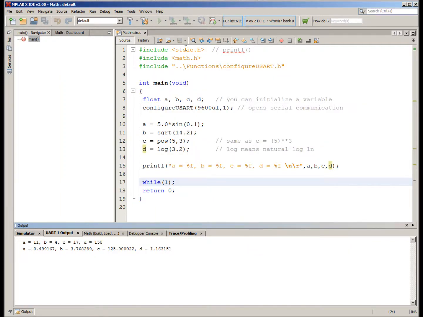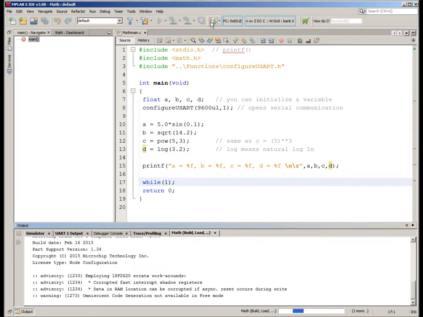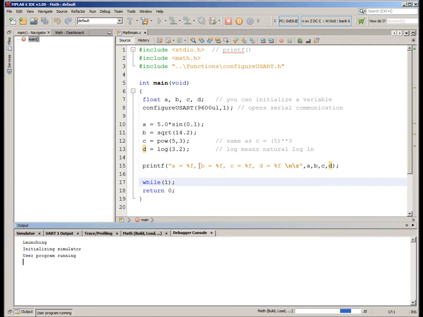Okay, now we do this again. And we come to the UART window. And you can see that the results are somewhat different from what we had before. And this 5 to the cube power is even worse. And that's the difference between the amount of decimal places or precision that you get between having your floats 24-bit or 32-bit.